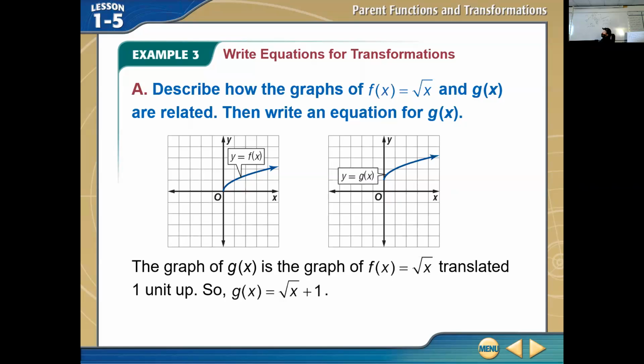And we've got to be very careful about where or how we write this. Understand that this is outside. If it was the square root of (x plus 1) and the 1 was under the square root symbol, that would be considered inside, talking about a horizontal translation.